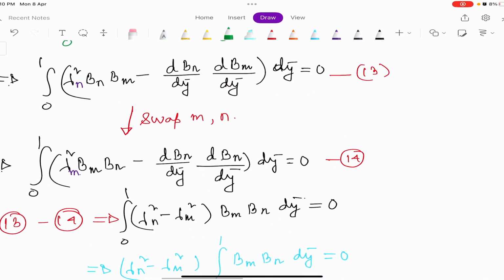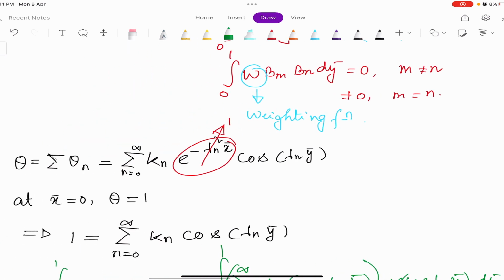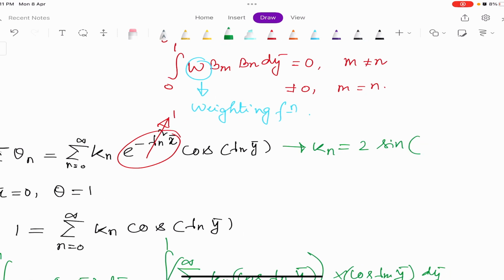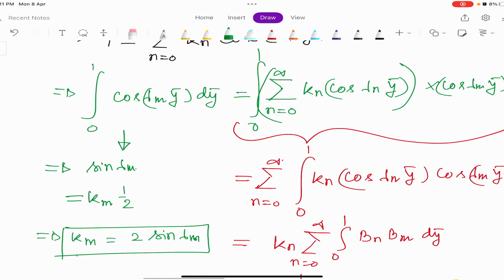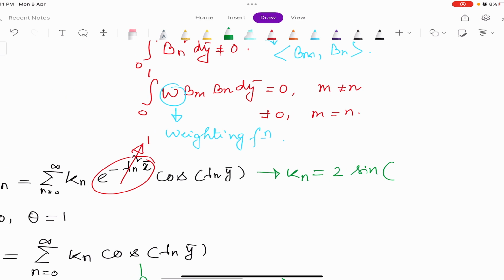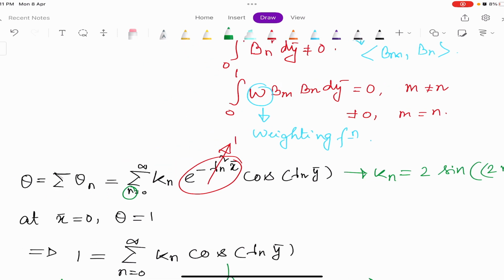So in this equation I have this as 2 into sine of lambda m. If you are considering n here, then you have to consider n here, so this will be 2 into (2n plus 1) into pi by 2, because this was the value of lambda. So this completes our solution for the temperature profile theta.